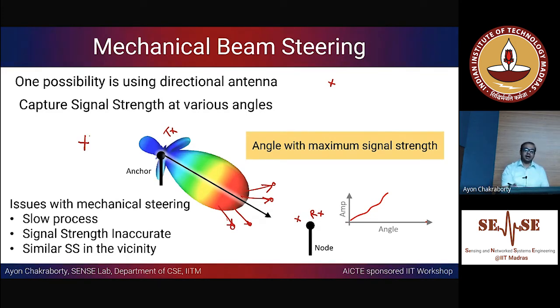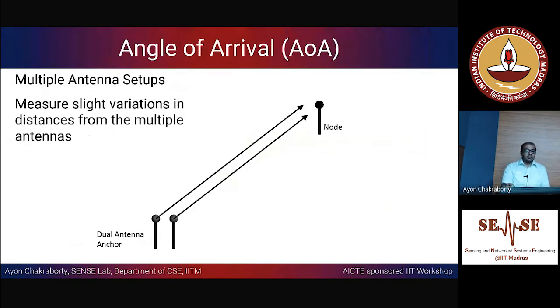However, we are trying to narrow down, right? The way we are trying to narrow down the range, in this case we are trying to narrow down the angle. The angle has to be as accurate as possible. Okay, so there is some other robust way to find out the angle of arrival, which involves multiple antenna setups. So now the anchor becomes a bit more complicated.